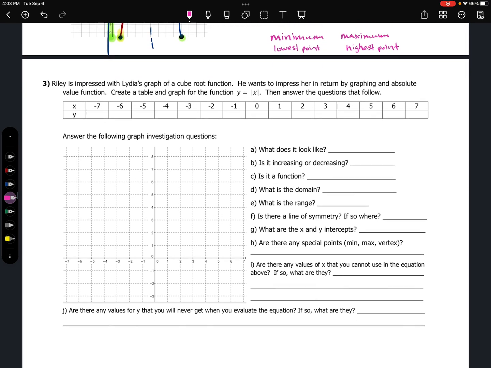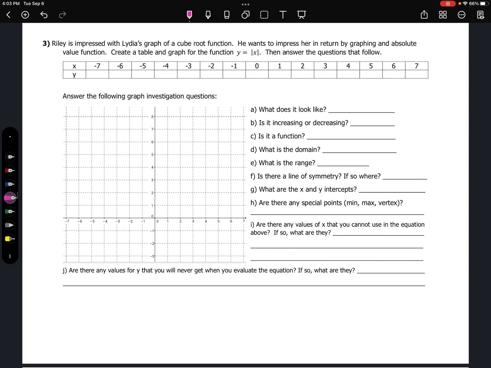All right, let's move on. Number 3 says, Riley is impressed with Lydia's graph of a cube root function. He wants to impress her in return by graphing an absolute value function. It says, create a table and graph for the function y equals absolute value of x. Then answer the questions that follow.